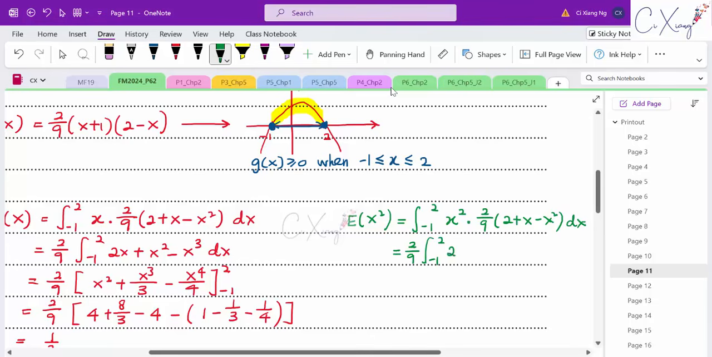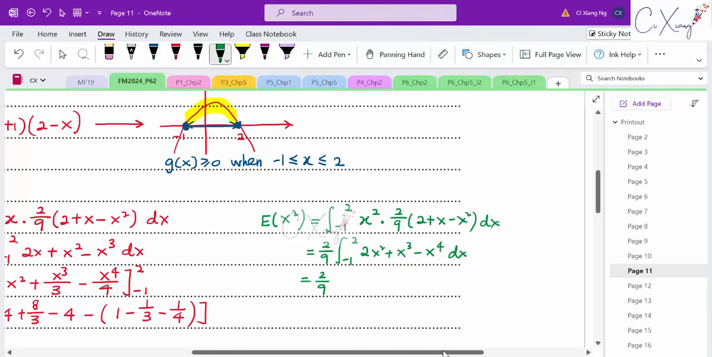Okay, so I'm having 2x squared plus x cubed minus x to the power 4. This is before integration. So after the integration, what I will have here is 2x to the power 3 divided by 3, x to the power 4 divided by 4, then x to the power 5 divided by 5, with limits 2 and -1.